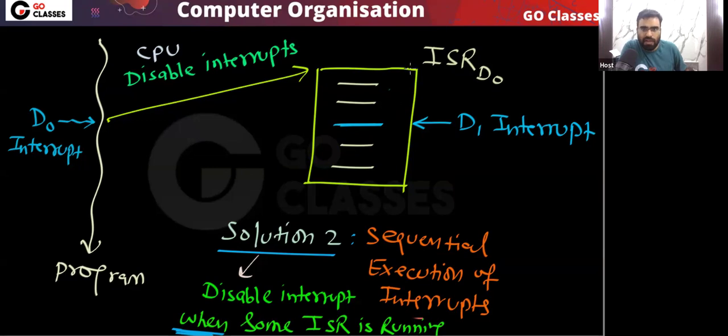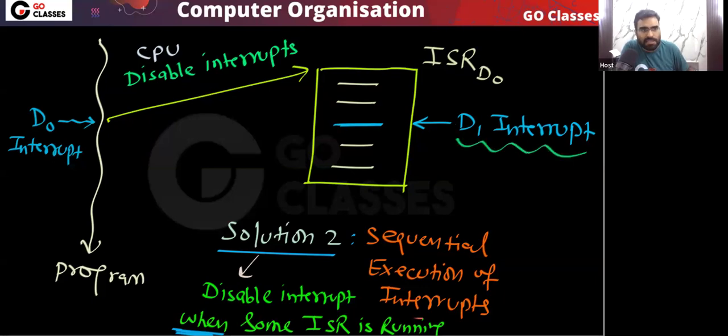Now what will happen? When this ISR is running, we have already disabled the interrupt. So what will the CPU do? I told you in the interrupt cycle that when the interrupt is disabled, the CPU will not check for the interrupt.